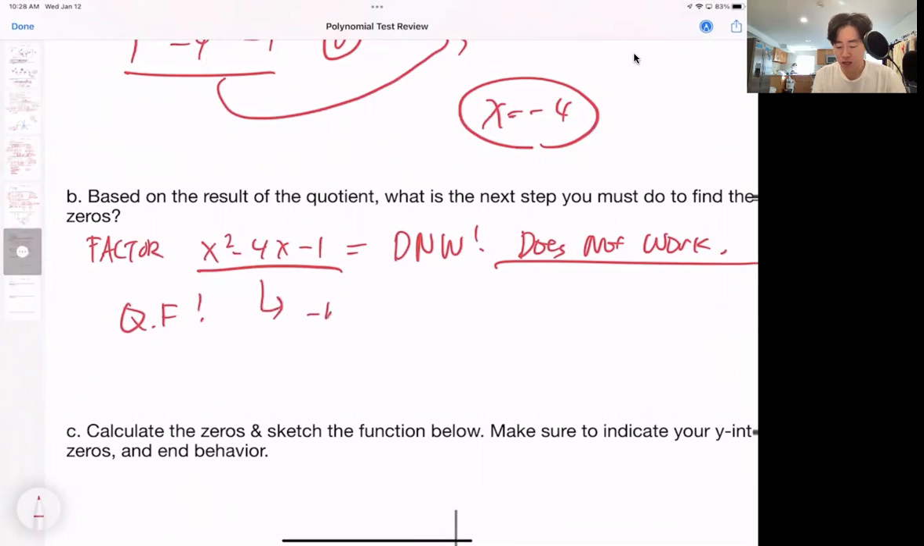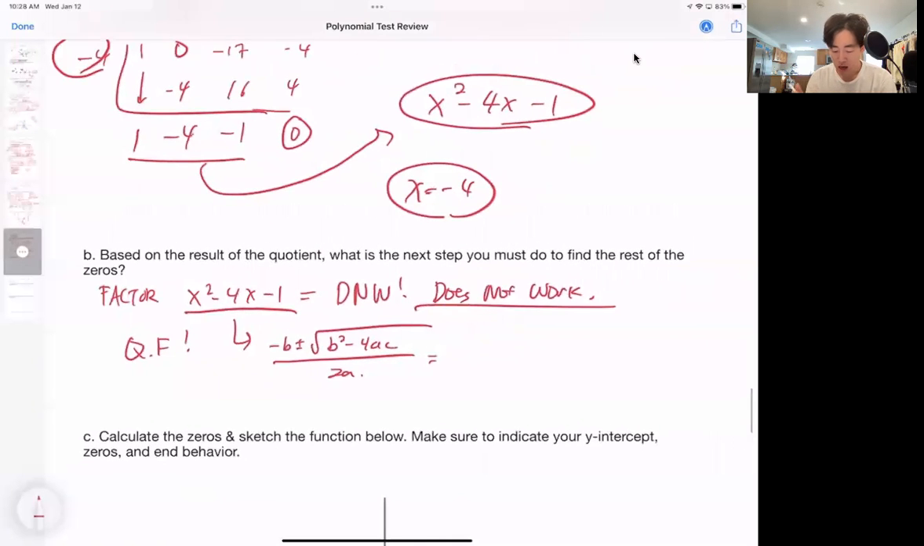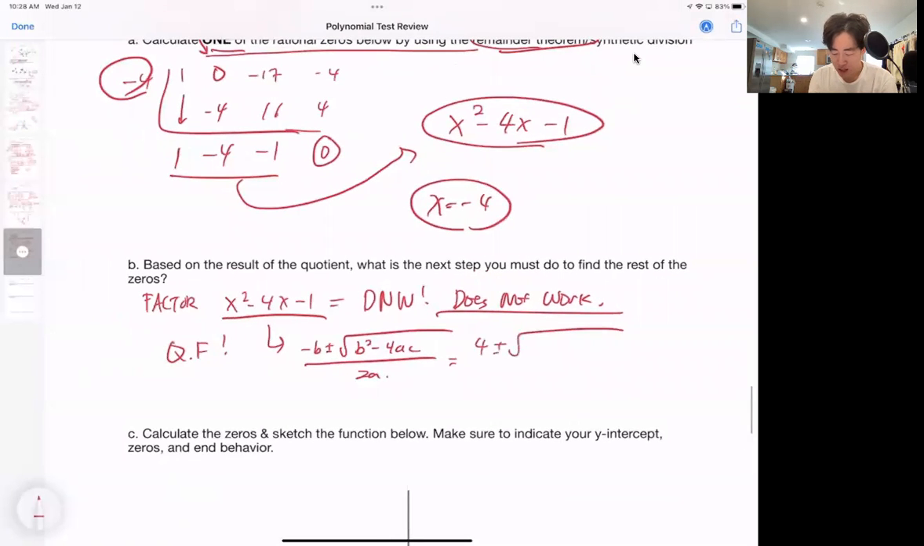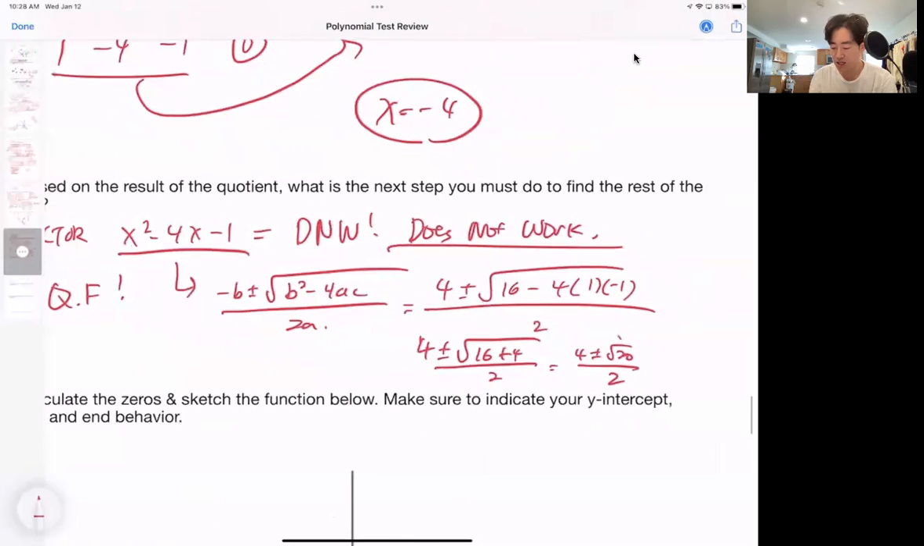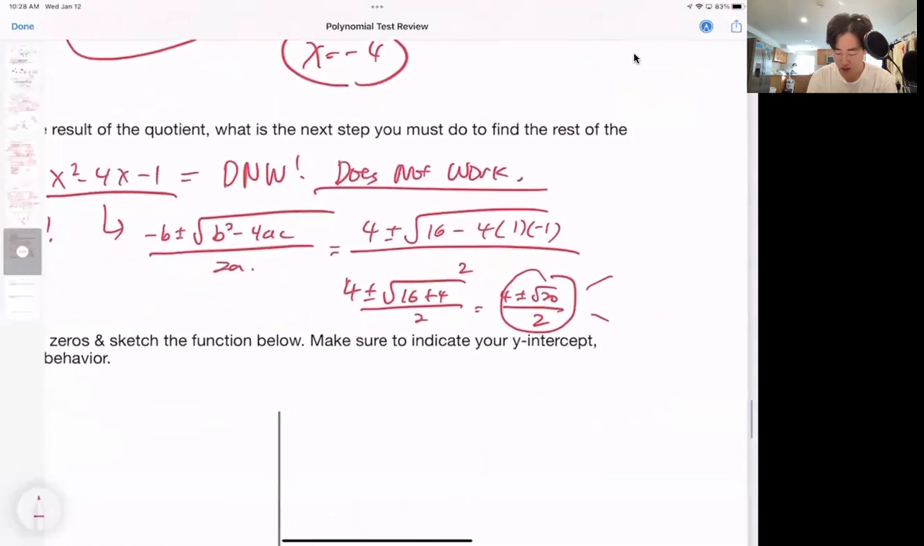So quadratic formula for this, negative b plus and minus. For the test, I am not going to make this this complicated, but if you run into a question where you can't factor things, it shouldn't really surprise you. You should still be able to use the quadratic formula and get your way around it. So I'm going to plug everything in. 4 plus and minus the square root of 16 minus 4 times 1 times negative 1, all over 2. So 4 plus and minus the square root of 16 plus 4 over 2. 4 plus and minus square root of 20 over 2. This is the answer that we're going to type into our calculator.